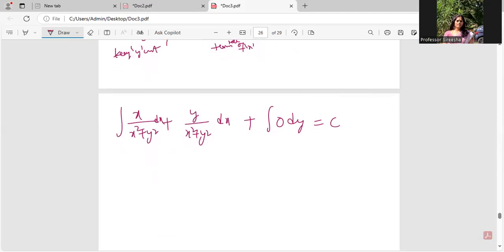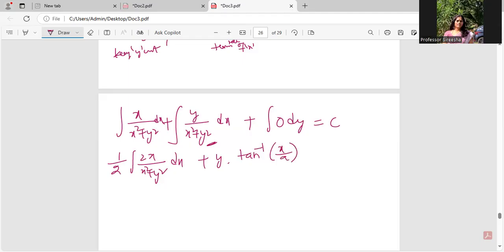I can write this as f prime of x by f of x if I multiply and divide by 2. So it would be log x squared plus y squared. And this would be just the integration of 1 by x squared plus y squared, because y is a constant. The integration of 1 by x squared plus a squared is of the kind tan inverse x by a. Please see here, y is as it is. I'll be having tan inverse x by a, in the place of a as a constant, y is there.